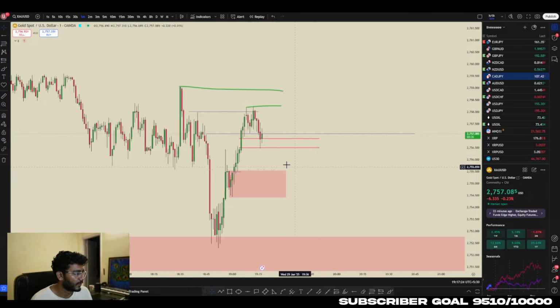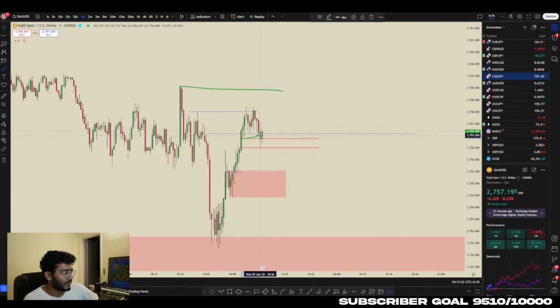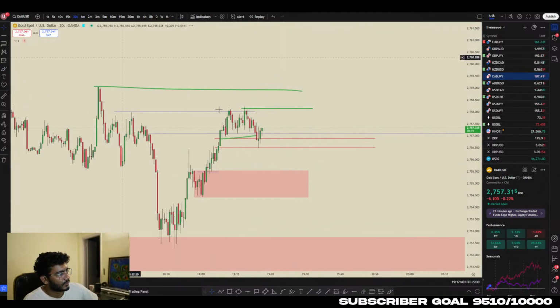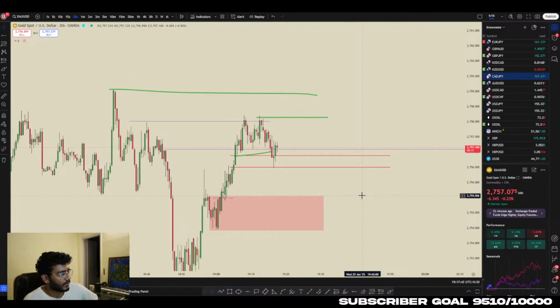Price has fulfilled this imbalance. Let's see if price rejects from this or not. If this rejects, then probably we have this new inducement and it can continue higher if price breaks this high. Let's look at the lower time frame to see what is happening.